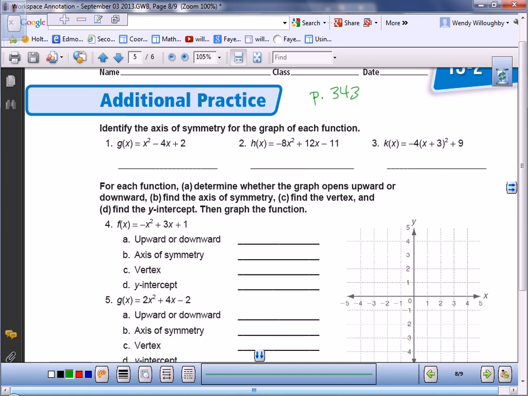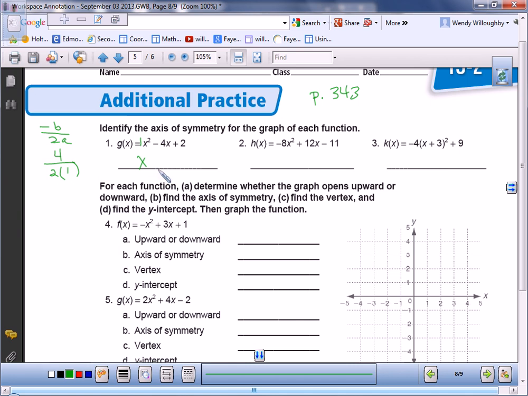So on these, we're asked to identify the axis of symmetry for the graph. Well, if these are quadratics that open up or down, the axis of symmetry is always x equals whatever the x value is at the vertex. Now, the first one is given to us in standard form. So how do we find the x value at the vertex? In standard form, we do negative b over 2a. So negative b becomes a positive 4 over 2 times a. A is an understood 1 here. So we get that the axis of symmetry is x equals 2.